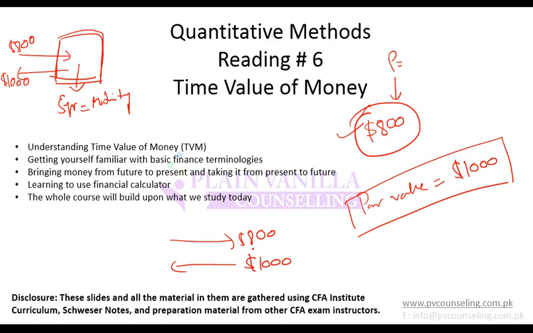Now the question is, why would you get $1,000 if you had bought it for 800? That is because money changes value over time. One reason is that money will lose value over time. Another reason is that you took some risk. When you invested into it, you took some risk. You are giving your money to someone else.